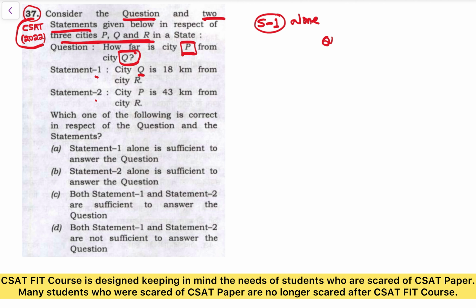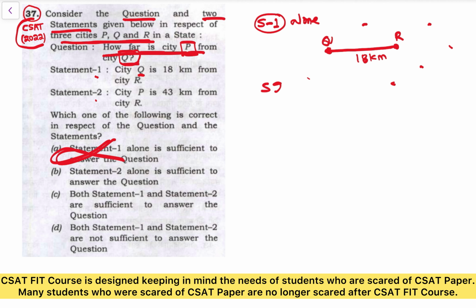Let's first take statement 1 alone. City Q is 18 kilometers from R. So how far is city P from Q? See, there is no information. P could be here, or here, or anywhere. So for P to Q we cannot say the distance. Statement 1 alone is not sufficient to answer the question.